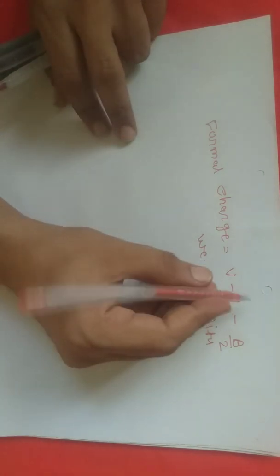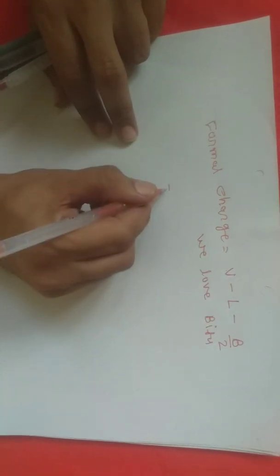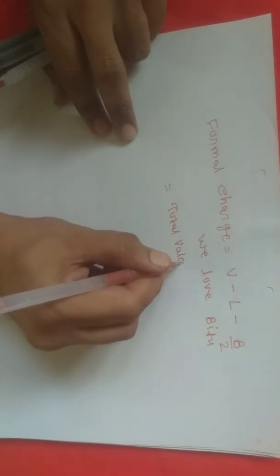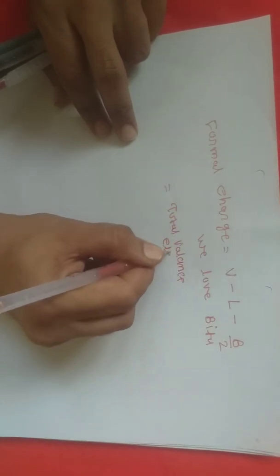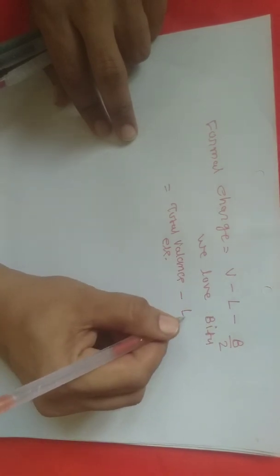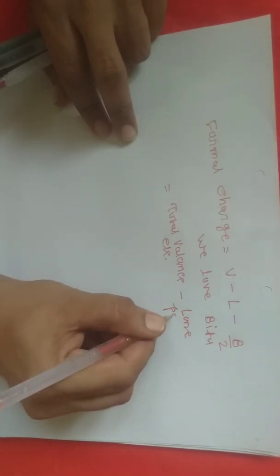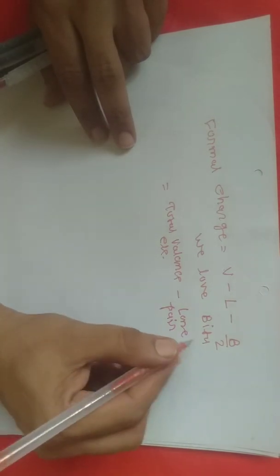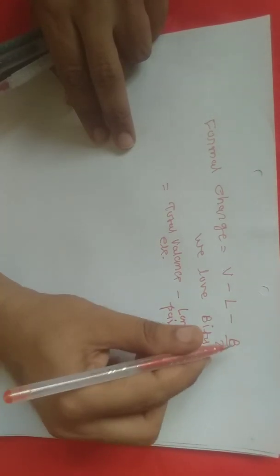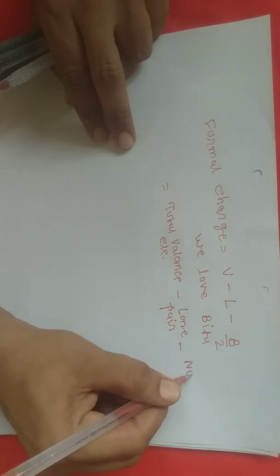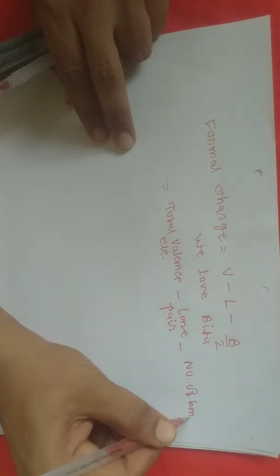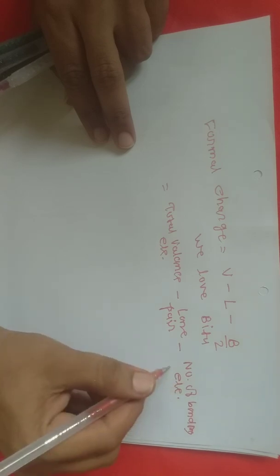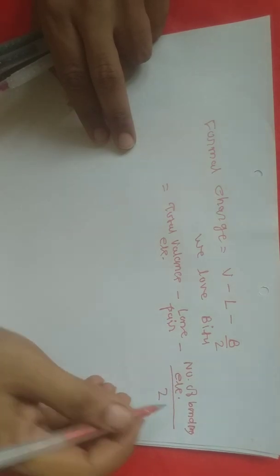Now here V is nothing but the valence electron. V is the total valence electron. L is nothing but lone pair. Lone pairs are the electrons that are not participating in the bonding. B is the number of bonding electrons, divided by 2.